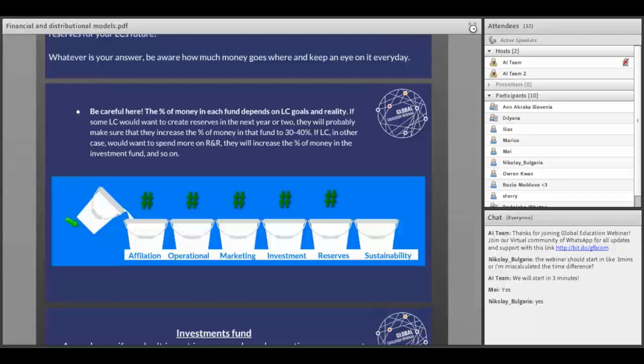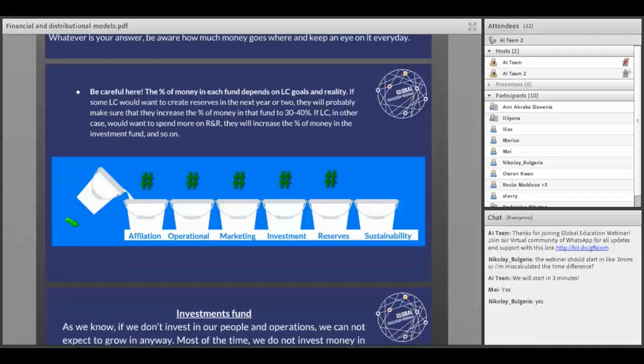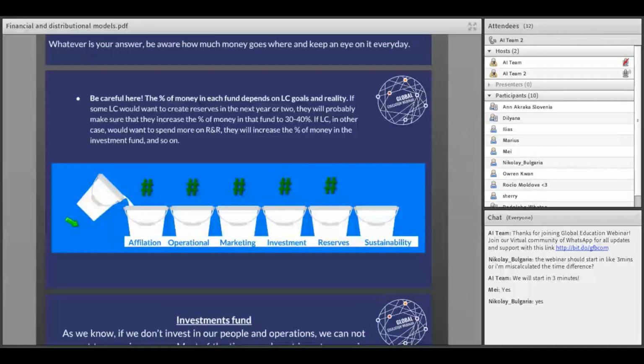Now, you have to be careful. The percentage of money in each fund depends on the LC's goals and reality. If some LC wants to create reserves in the next year or two, they will probably make sure there is an increase in the percentage in that fund to 30 to 40%. If an LC wants to spend more on R&R, then they have to put more in the investment. So this is how it looks.